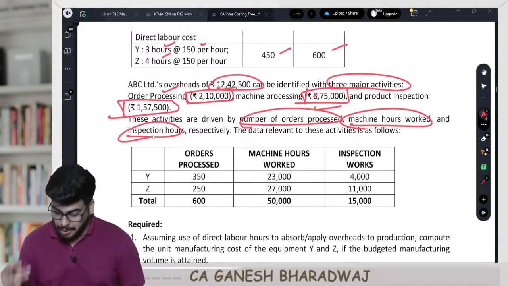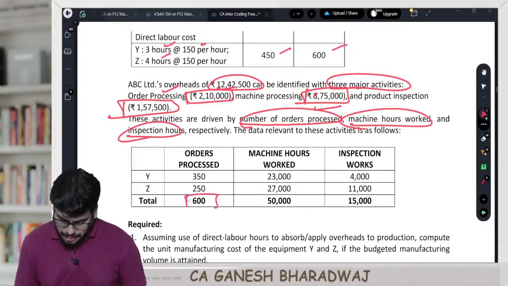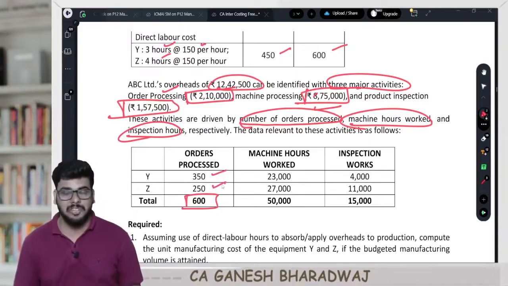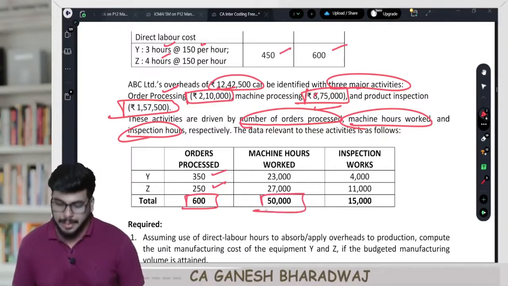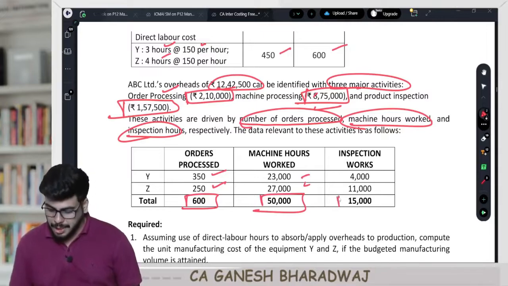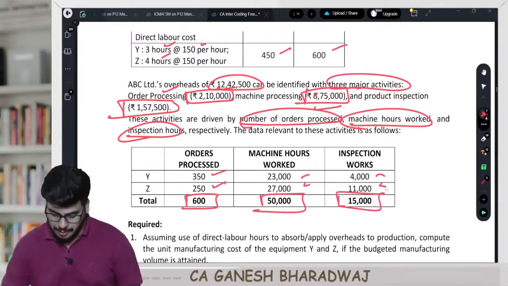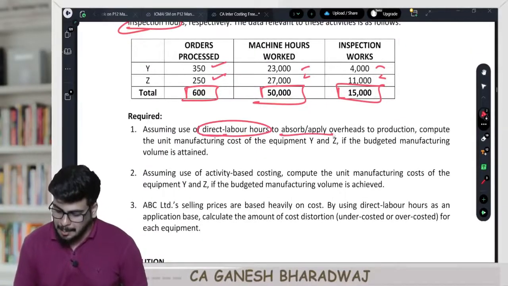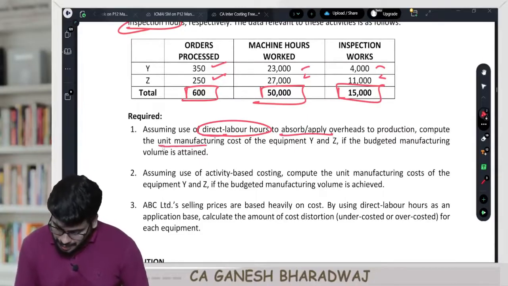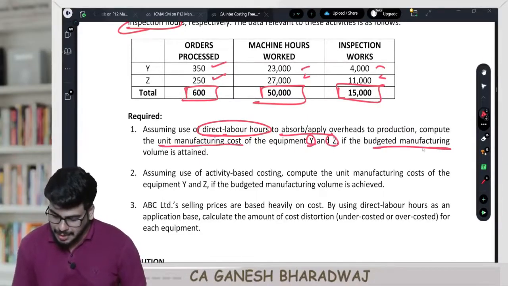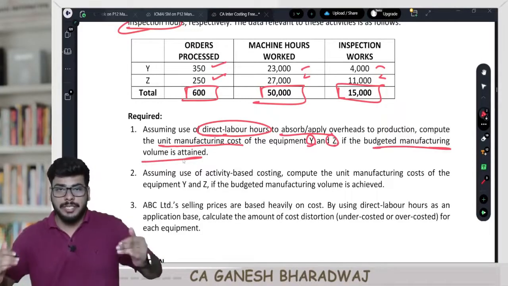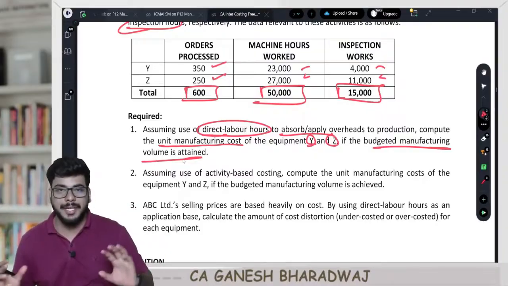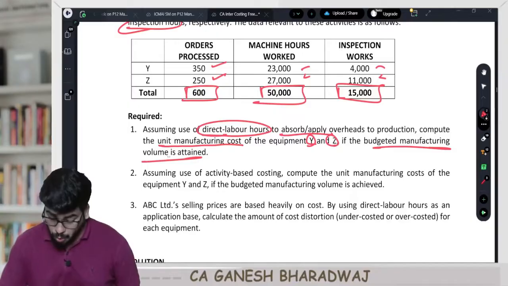The data are given below. Total number of orders processed 600. Out of that, 350 were the orders processed for Y and 250 were the orders processed for Z. Similarly, the machine hours total is given and the product wise breakup is also given. Inspection hours total is given, and the product wise breakup is also given. Required number 1: assuming the use of direct labor hours to absorb or apply the overheads to production, compute the unit manufacturing cost of equipment Y and Z if the budgeted manufacturing volume is attained. Using the traditional costing system, you calculate the absorption rate, charge it to the product and arrive at the total cost of the product. This is what they have asked for.